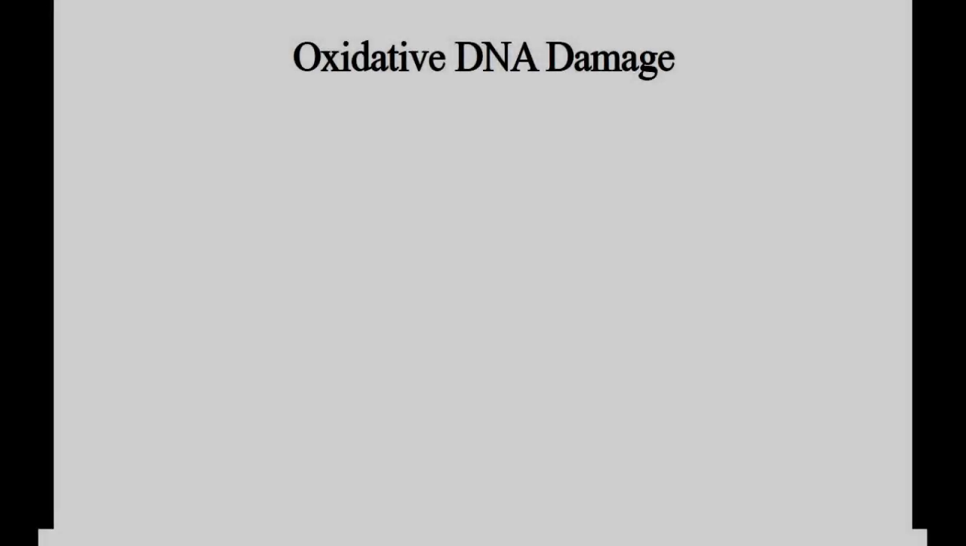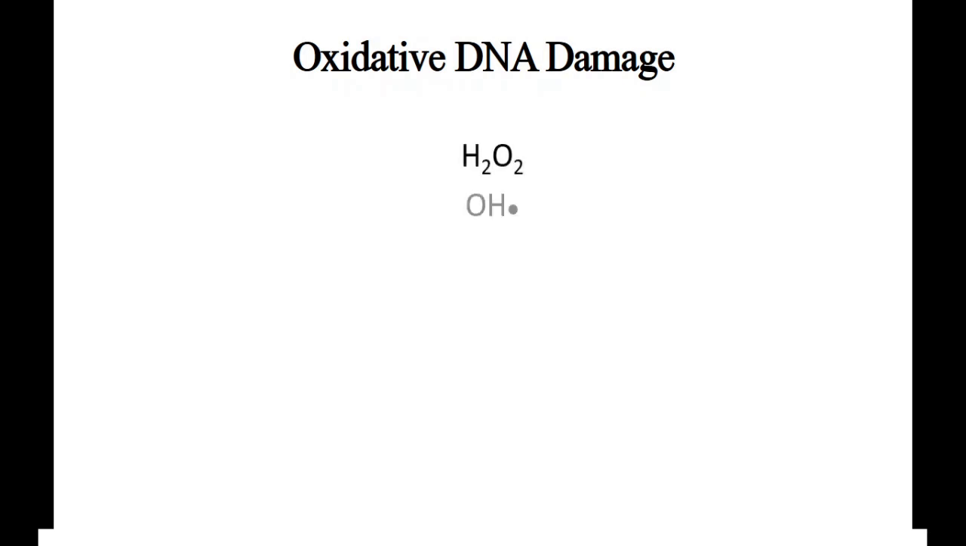In this part, we are going to talk about DNA damage or loss of genomic integrity brought about by reactive oxygen species or chemicals that enhance the oxidative environment inside the cells. For example, hydrogen peroxide, hydroxyl radical, or the superoxide anion. Reactive oxygen species are generated under the influence of ionizing radiations.